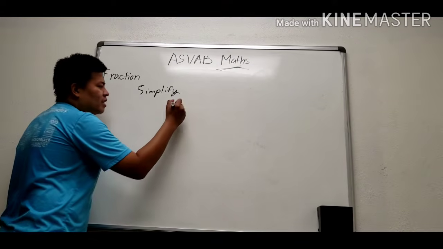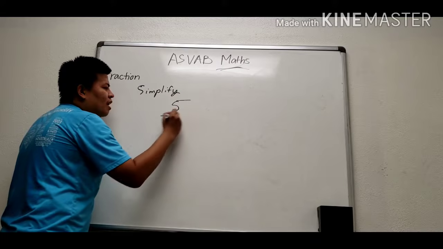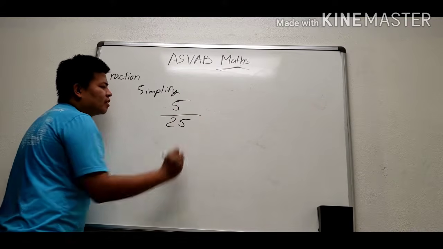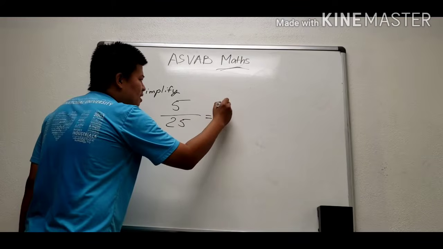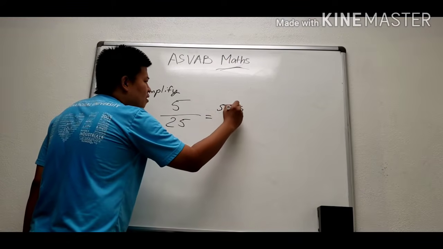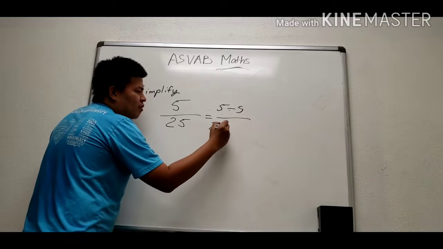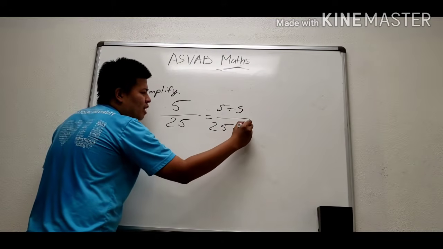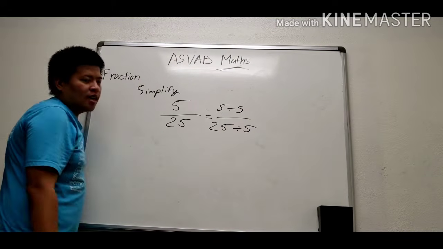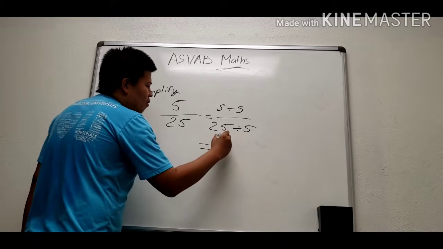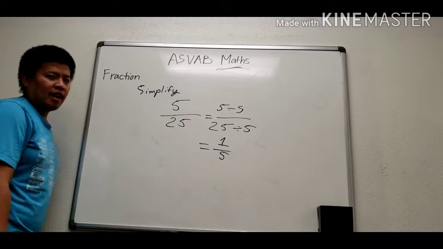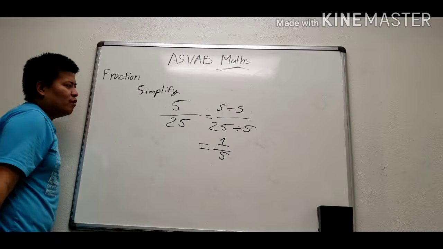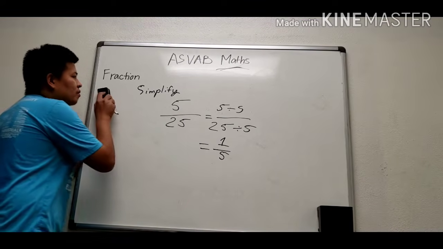Another example, 5 over 25. In here, 5 can divide by 5, and 25 can divide by 5 too. So we have 1 over 5. And this way we can simplify the fraction.